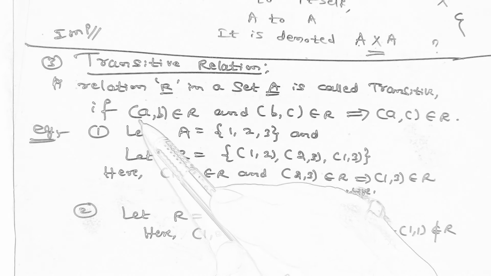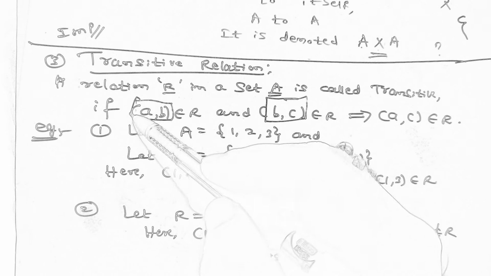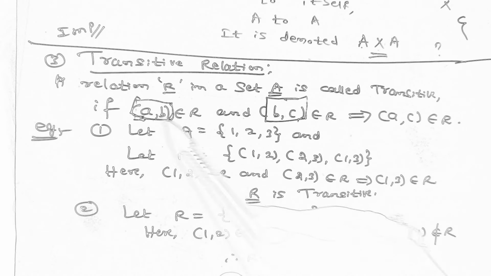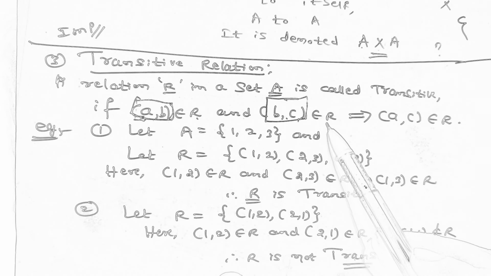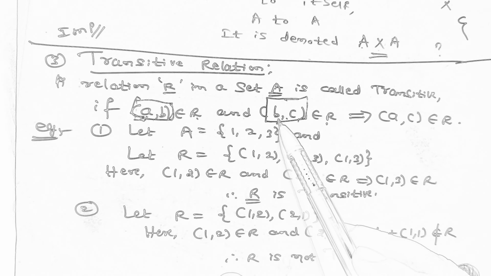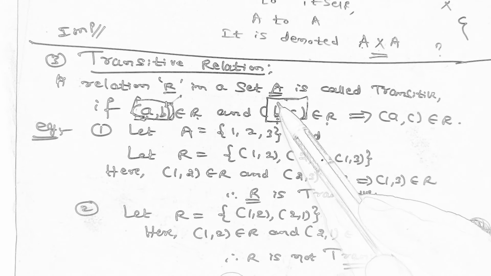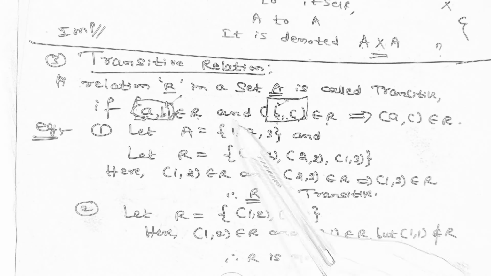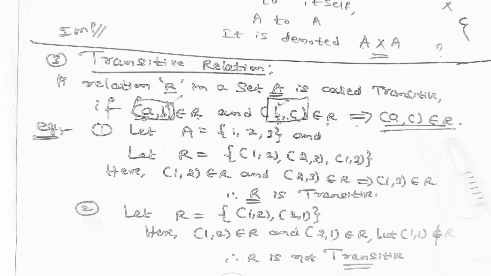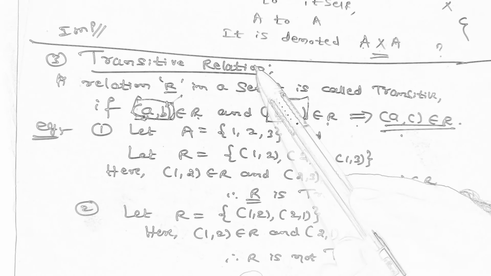So you observe here, for this transitivity we should be considering two pairs. Which are those? A comma B, B comma C belongs to R. So A comma B belongs to R, and you observe the second pair here, it should start with B comma C. That means where the first ends, the second begins: B comma C. A comma B and B comma C are the pairs. Then we should be having a pair like this, A comma C. Then only we say that it is a transitive relation.